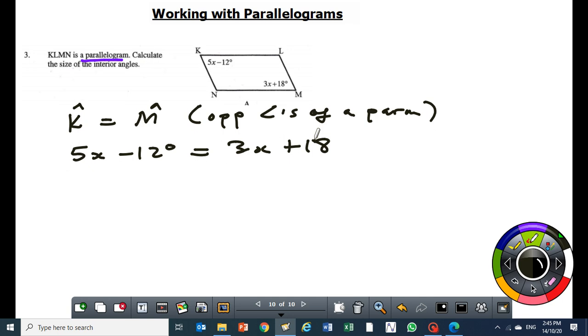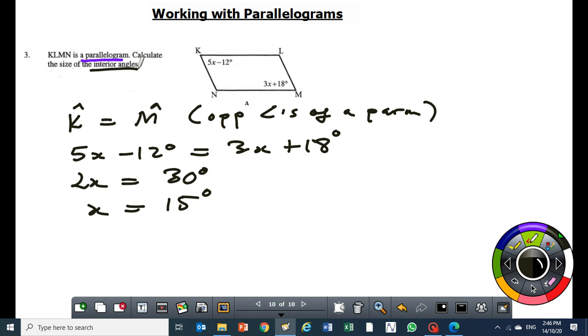So you take the 3x to the left, you get 2x equal to, take the minus 12 to the right, you get 30 degrees. Then you divide both sides by 2, you get x equal to 15 degrees. Okay? Now, this is not the answer. The question is not asking us to determine x. We're supposed to determine the angles, and there are 4 of them.